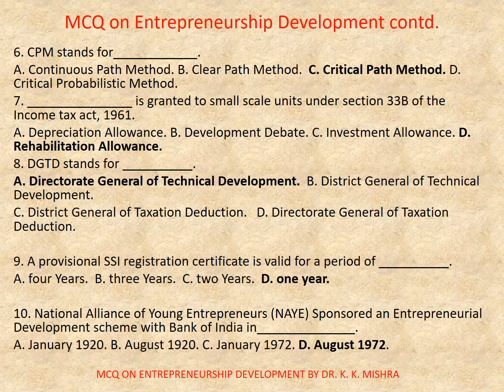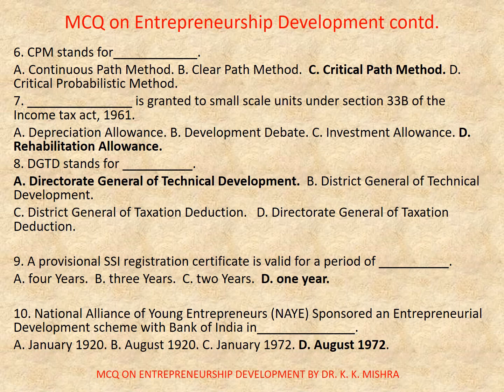Question number 7. Dash is granted to small scale units under section 33B of the Income Tax Act 1961. Options are A. Depreciation allowance, B. Development rebate, C. Investment allowance, and D. Rehabilitation allowance. So correct option is D. Rehabilitation allowance.